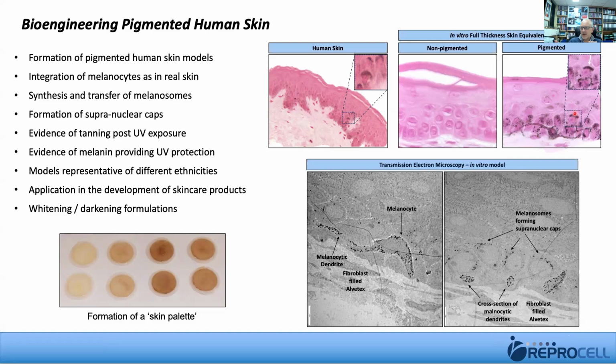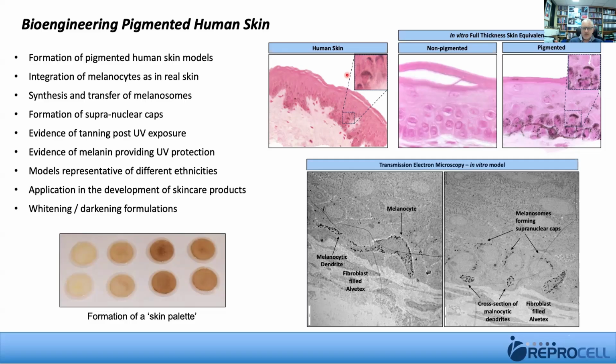You'll notice this structure. This is a perinuclear cap appearing above the nucleus of a keratinocyte, the arrow showing that. And this is what happens in real skin. You can see the supranuclear caps, I should say, sorry, above the nuclei in the real skin, but also in the model. And this acts as a protection of the nucleic acid from the UV radiation.